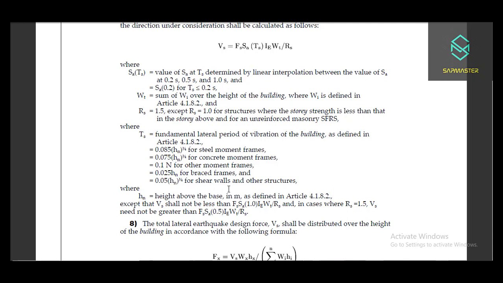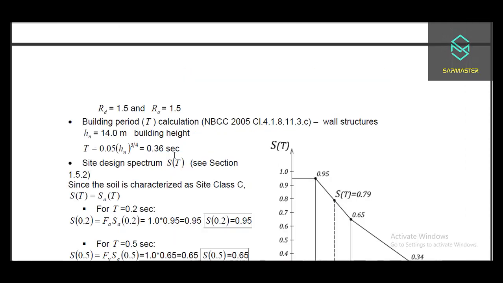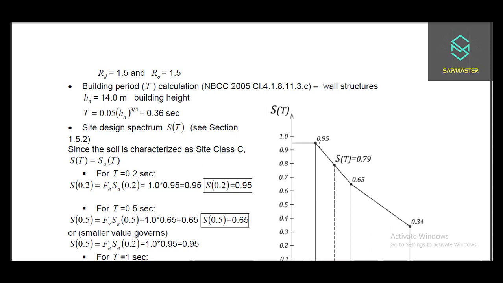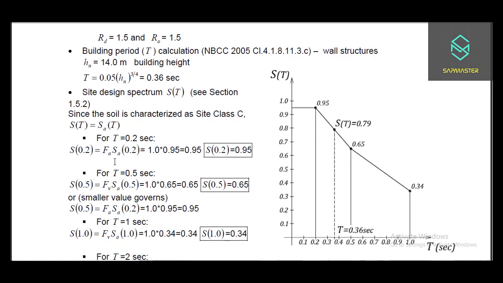So we have a shear wall, and it is a masonry structure. So the formula is this one. By replacing 14 here, we will have a T of 0.36 seconds, right? We have the site design spectrum here, as I showed you where to find it at table C3. And for different periods, it gives the spectral acceleration, right?